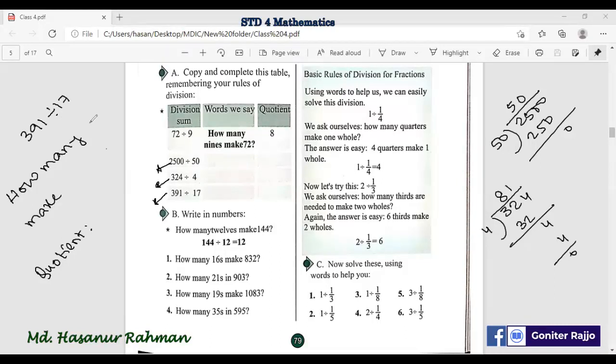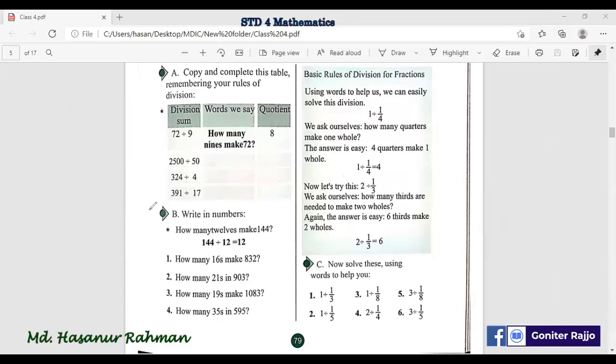And last problem, 391 divided by 17. So we can say how many 17s make 391. So we have to divide 391 by 17. 17 times 2, that is 34. 5 will be there, 51. 3 times 17 is 51. So answer should be 23. Very simple problem.